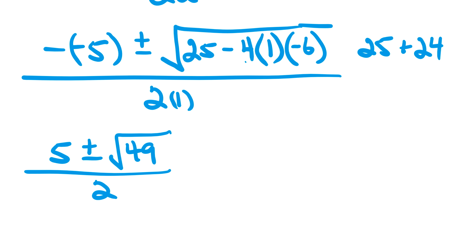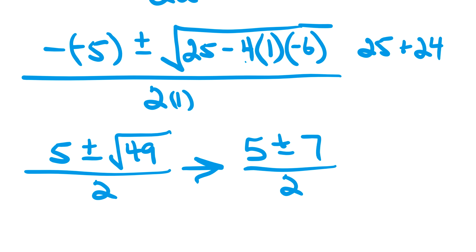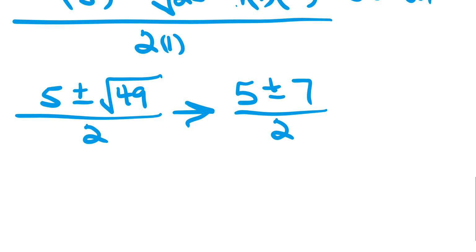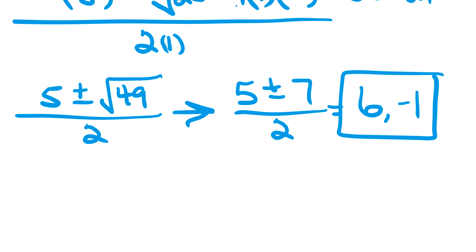All right, so now I can transfer this down this way, and this is going to be 5 plus or minus the square root of 49, which is 7, and that'll be over 2. And then I can get my answer: 5 plus 7 is 12, and 12 divided by 2 is 6. So that's one of my answers. The other is going to be 5 minus 7, which is negative 2, over 2, which is negative 1. And these are my two solutions for that using the quadratic formula.